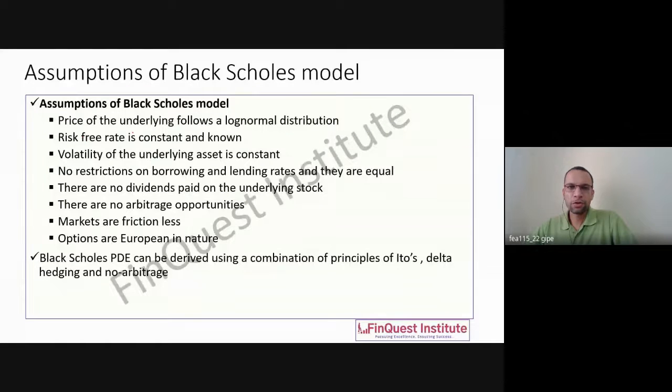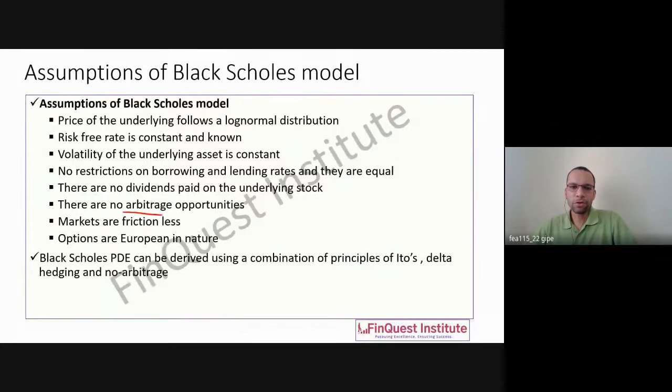The risk-free rate was assumed to be known and constant. Volatility was assumed to be flat, that is, a constant one. There were no restrictions on borrowing and lending rates, and they were assumed to be equal. So that way, borrowing and lending funds from the market can be done seamlessly at a constant or equal rate. That was another assumption. In the very first model which they had developed, they had assumed that no dividends were paid on the underlying stock. Naturally, arbitrage opportunities don't exist.